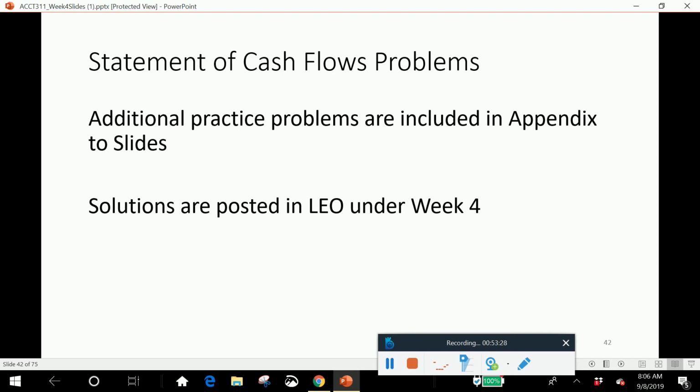Okay. So that is the end of our cash flow section. I just want to point out there are some additional practice problems that are included in the appendix to these slides, and the solutions for those problems are posted in Leo under week 4, so you can go and take a look at those.